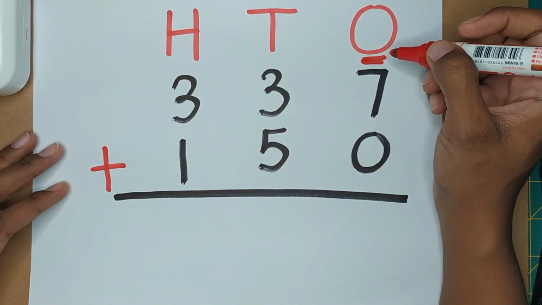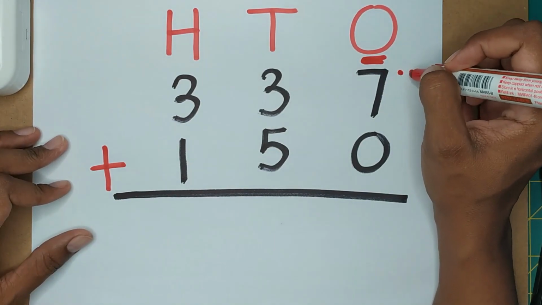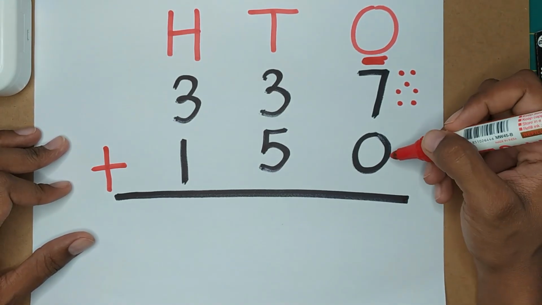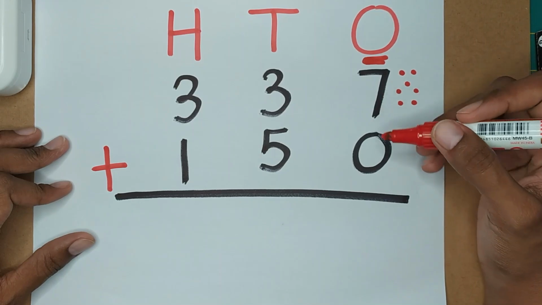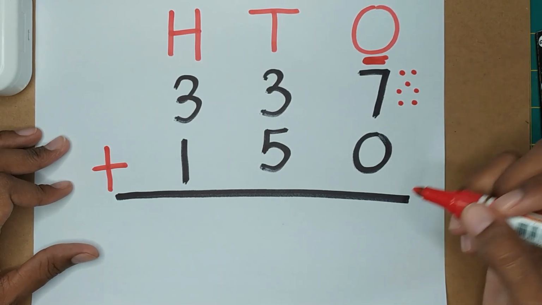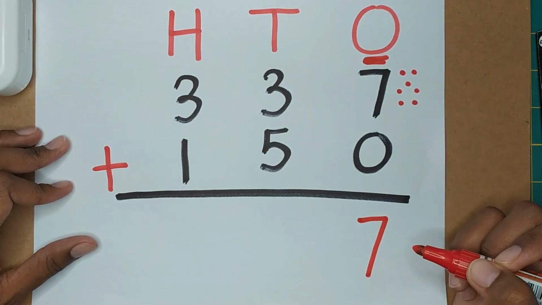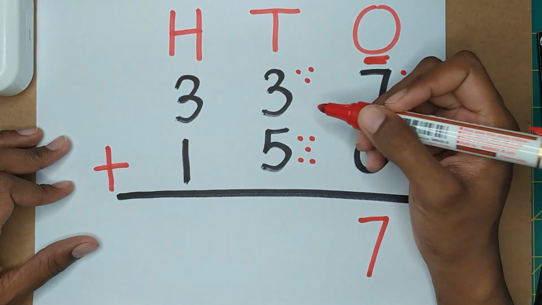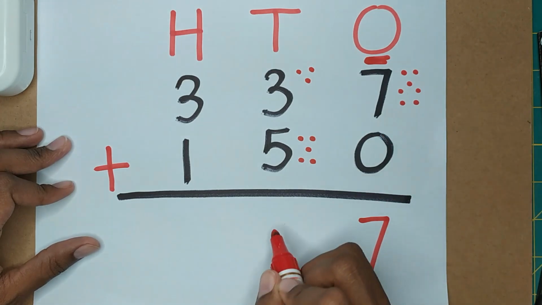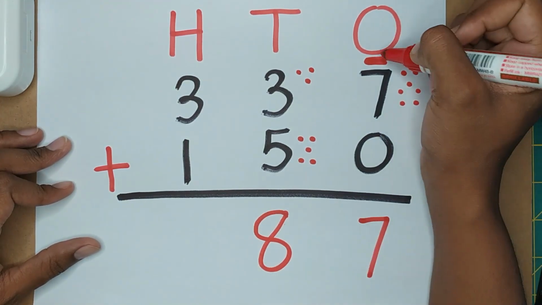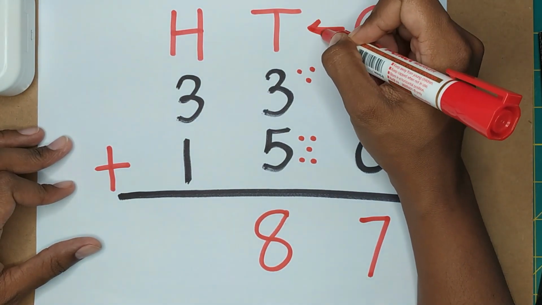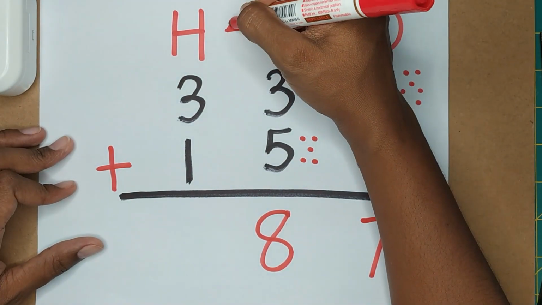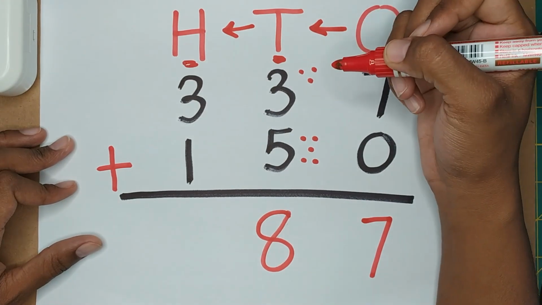Then we move on to our tens column, where we have 3 plus 5, which gives us 8. When these operations are complete, you move on to your final column, your hundreds column, where you have 3 add 1, which gives us 4. 487.